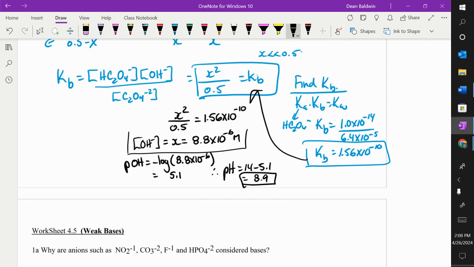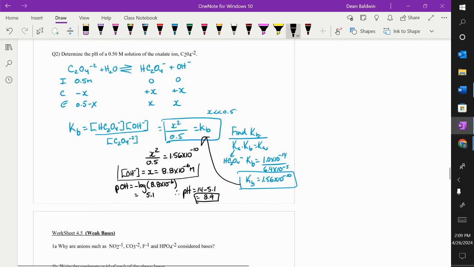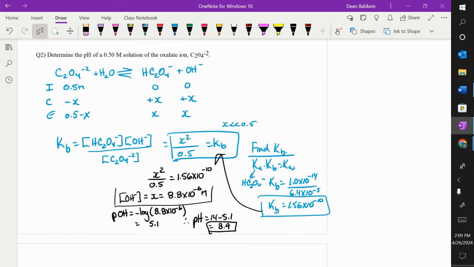Does that number make sense? If it turned out to be 2.3, would it make sense? Why? There you go. It is a base. It's producing hydroxide ions in solution, so we know it's a base. Therefore, the pH should be over 7, and it is 8.9. And if the Kb of it is 10 to the negative 10, which means it doesn't ionize a lot, right? So it should be a weak base.